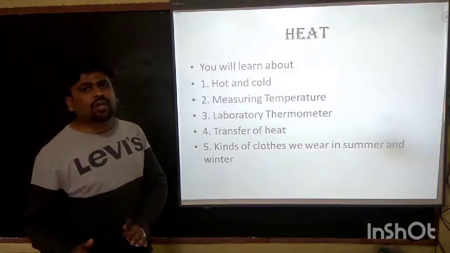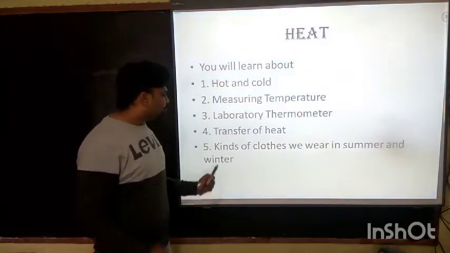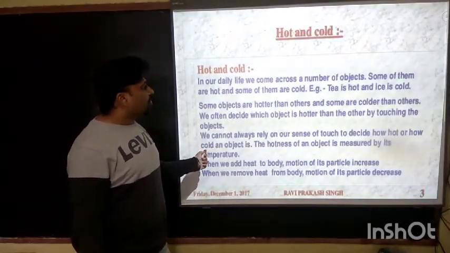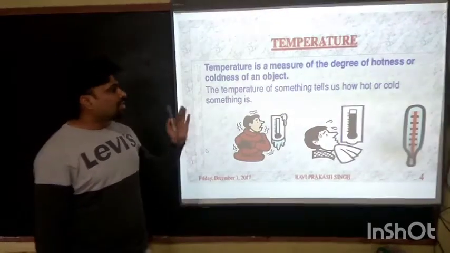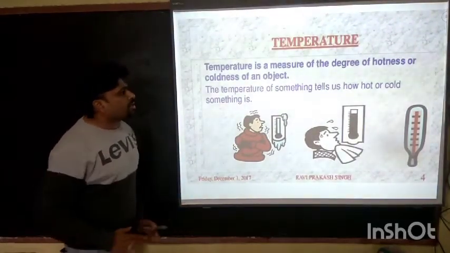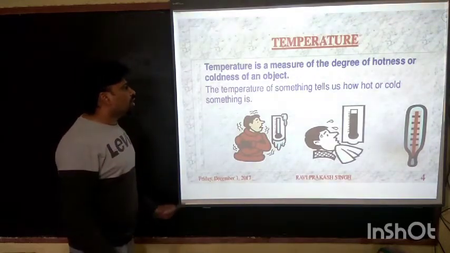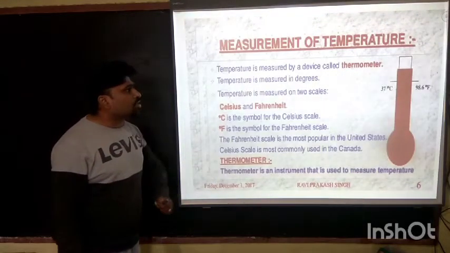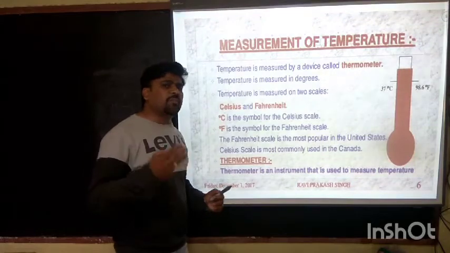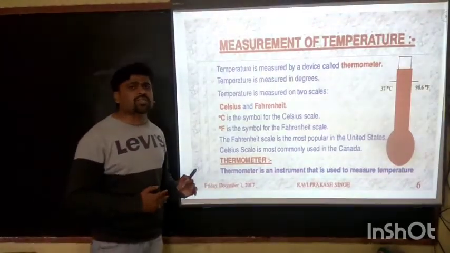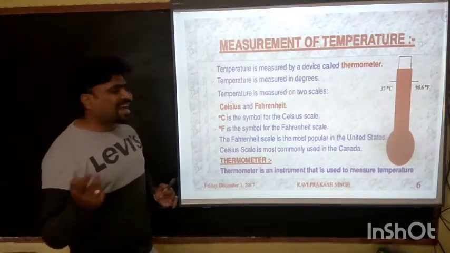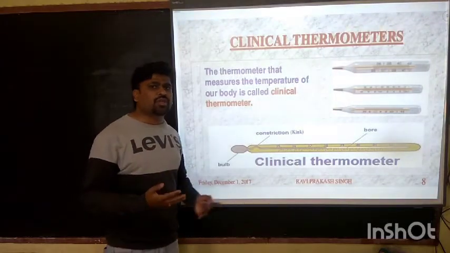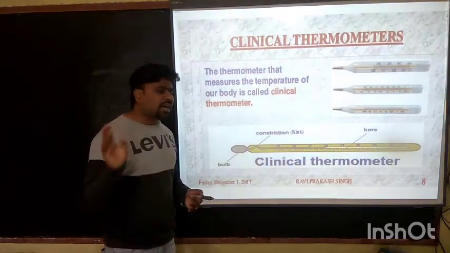Today I will finish the second chapter, that is heat. We discussed hot and cold in the previous class, and also what temperature is. You already know that temperature is nothing but the degree of hotness and coldness of an object. Temperature can be easily measured by using a thermometer. There are mainly three types of thermometer we discussed: clinical thermometer, digital thermometer and laboratory thermometer. Clear? We can measure using the Celsius scale and the Fahrenheit scale.